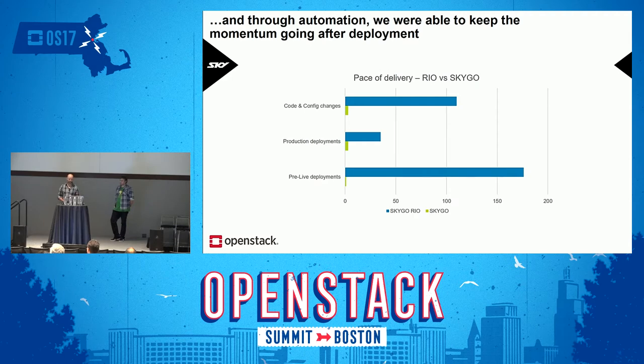As you can see in the slide, we did 135 code changes, 40 prod deployments, and 176 pre-live redeployments. And that might not sound like huge numbers, right? But when you compare them to the other lines there, which is the delivery to their existing legacy model, those are huge, right? So you've only got a handful, one pre-live deployment, a handful of production deployments, and only a tiny amount of code and config changes, right?